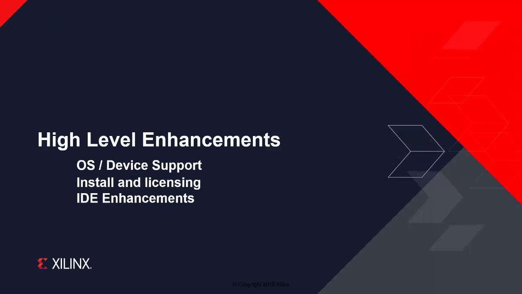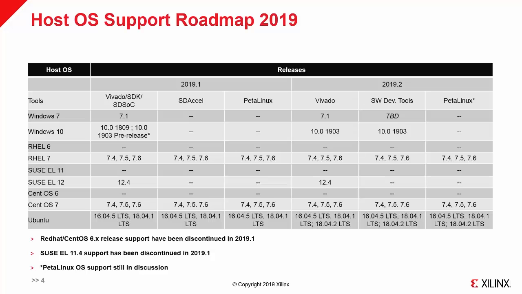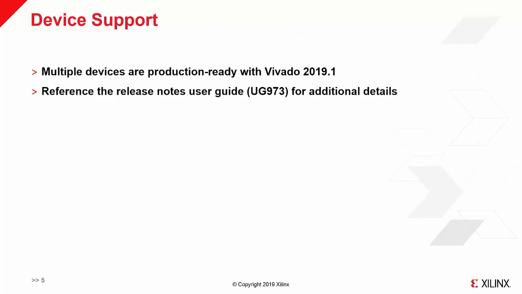Let's start with our high-level enhancements to OS support, install, and licensing, and IDE. In terms of our OS support roadmap, you can see where we sit with our tools for 2019.1. Going forward, we intend to extend our Ubuntu support across the board. We will also fully support Windows 10 for our software development tools. On the device side, we want to note that there are multiple devices that are production ready. These include some new space-grade devices, some HBM devices, and a few others. For the specifics, I'd refer you to UG973.